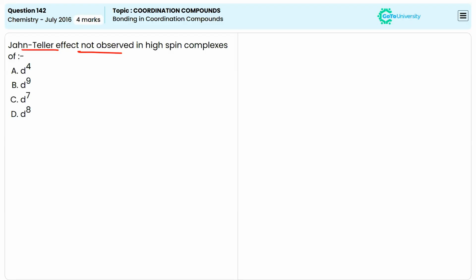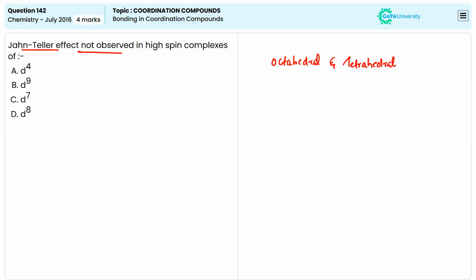It lowers the energy of the system, and it is most commonly observed in octahedral complexes and sometimes in tetrahedral complexes as well. So this effect occurs in coordination complexes when the electronic degeneracy leads to geometric distortion, and it lowers the energy of the system. It is most commonly observed in octahedral complexes, sometimes in tetrahedral complexes as well. Okay, so this is the thing.